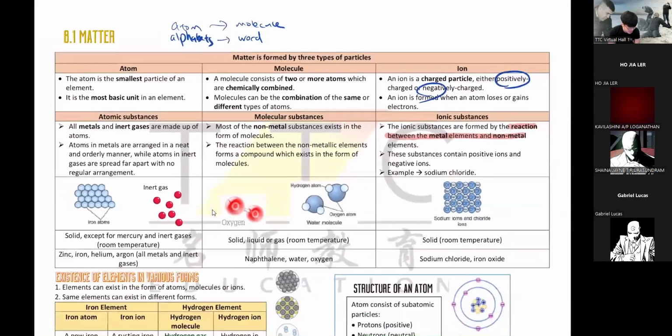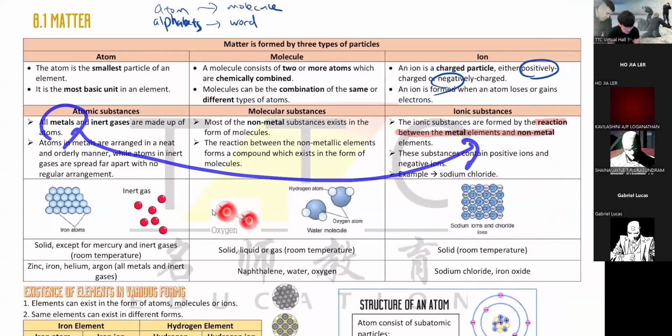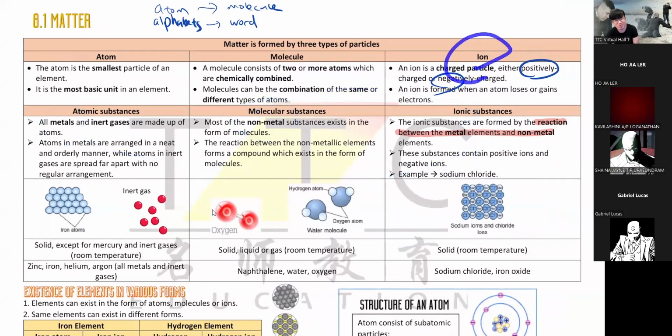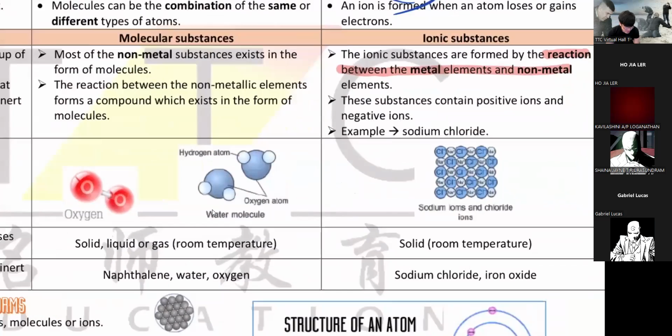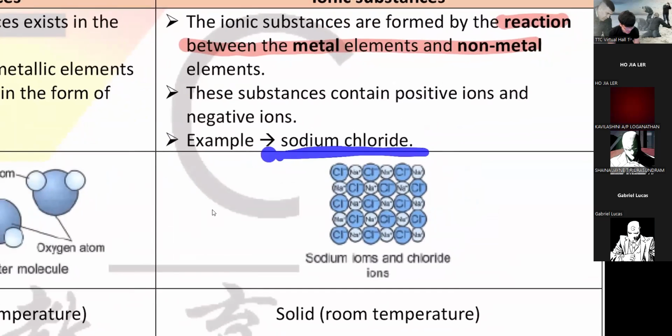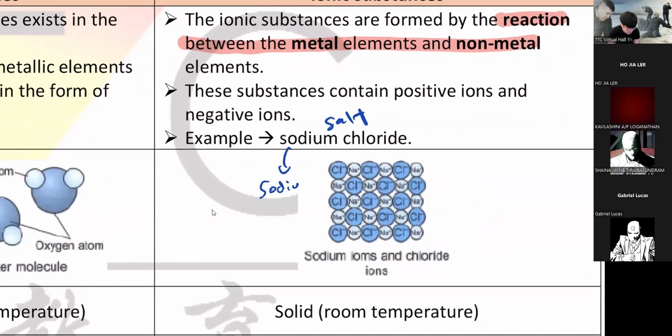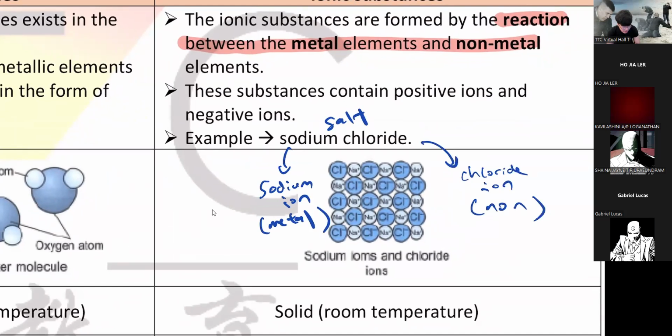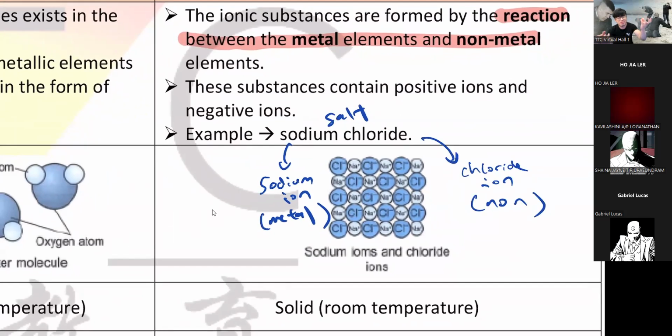When you have a metal atom and a non-metal molecule react together, you will get an ion. For example, do you know what sodium chloride is? Sodium chloride is just another fancy name for salt. Sodium chloride is made from sodium ion, which is a metal, and chloride ion, which is a non-metal. So this metal and this non-metal react together and become salt.